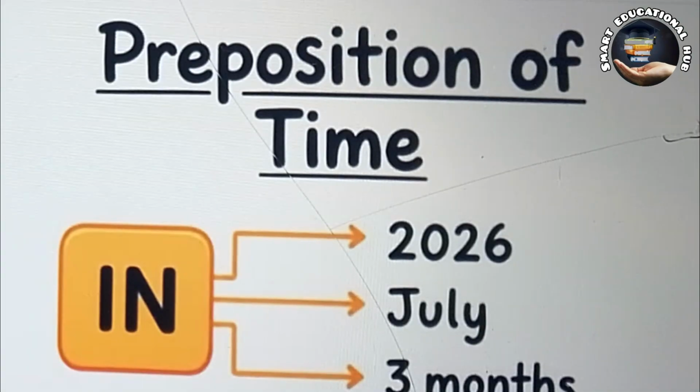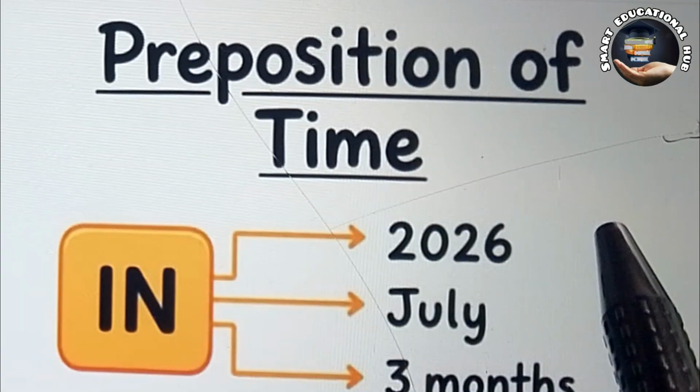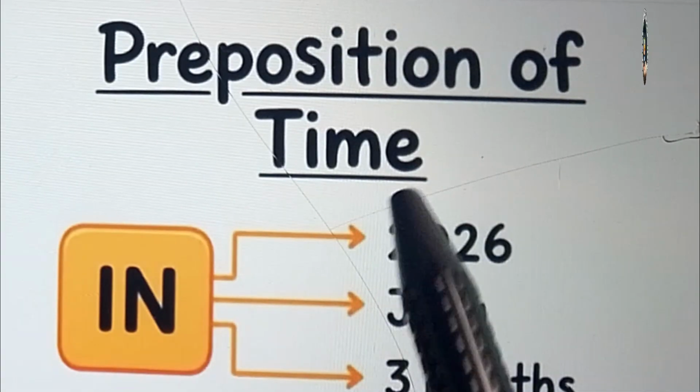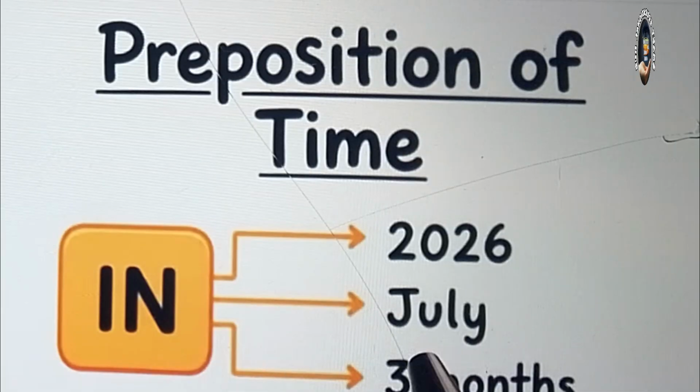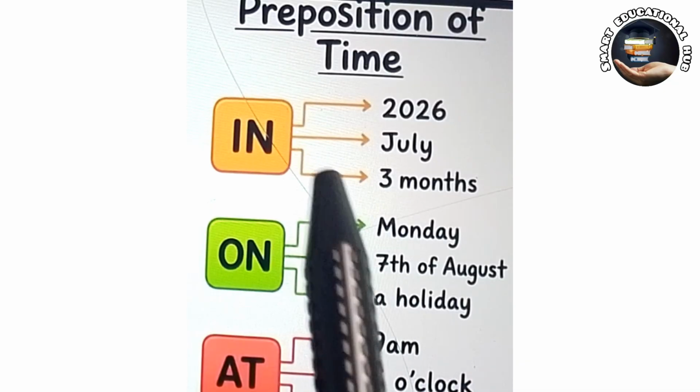I hope this lesson helped you to understand prepositions of time. Now tell me in the comments, which preposition do you find most confusing: in, on, or at?